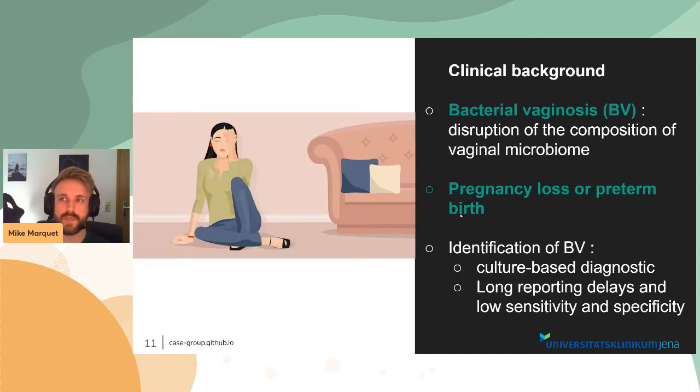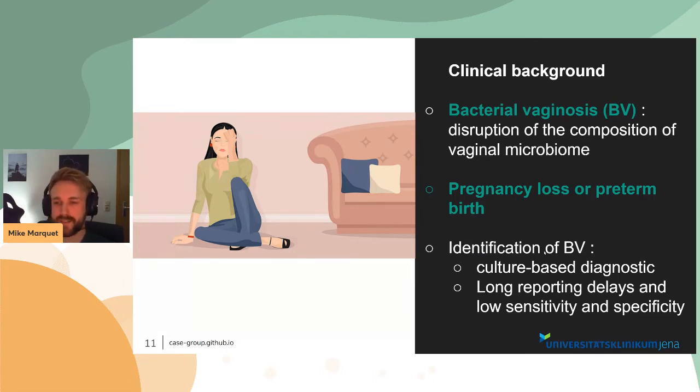So first, a little clinical background. We are working closely together with the obstetrics department of our hospital, and they sometimes have pregnant women who suffer from bacterial vaginosis. Bacterial vaginosis is the disruption of the composition of the vaginal microbiome, which can lead to pregnancy loss or preterm birth. So it's a really relevant topic. And current identification of bacterial vaginosis is culture-based diagnostics, and it suffers basically from long reporting delays and low sensitivity and specificity.